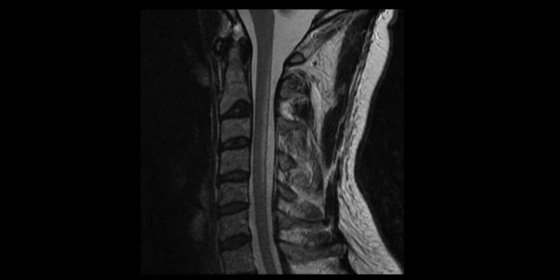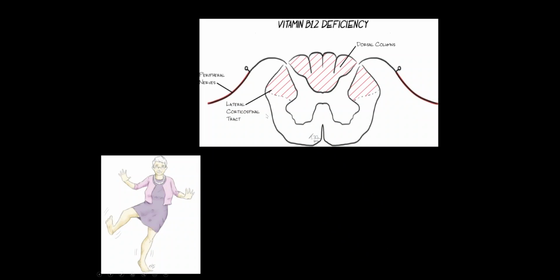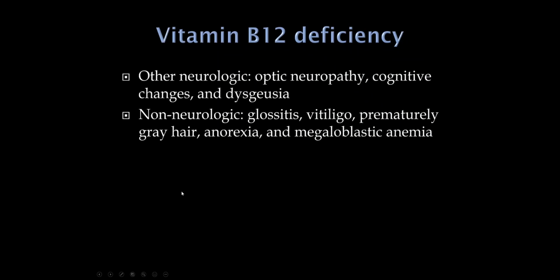All right, now if we do an MRI here of the cervical cord, you can actually see the degeneration here of the posterior column. And a nice drawing that a student did for me showing you the posterior column involvement and the lateral corticospinal tract involvement. All right, and a reminder that falling is the presentation.